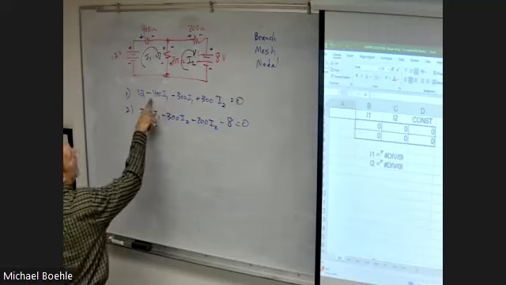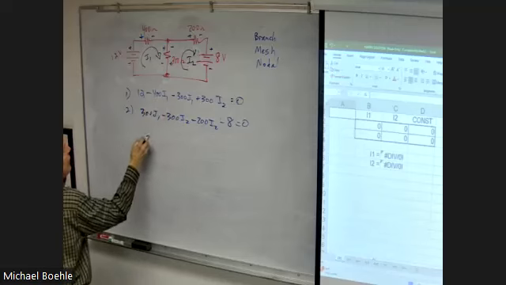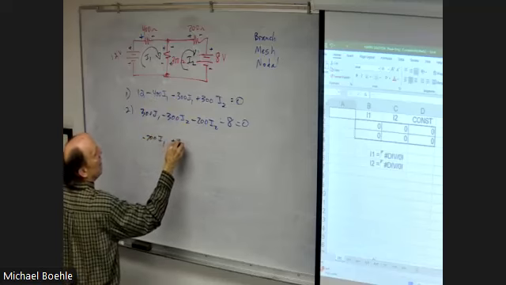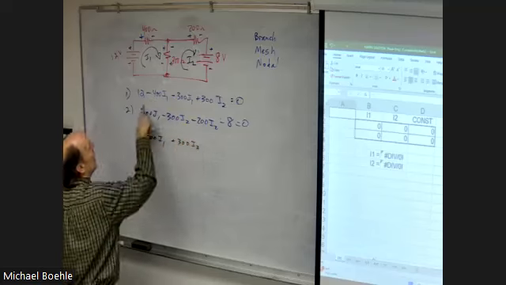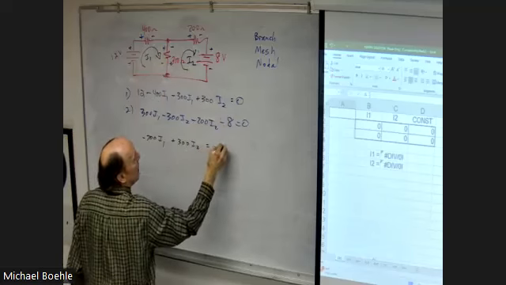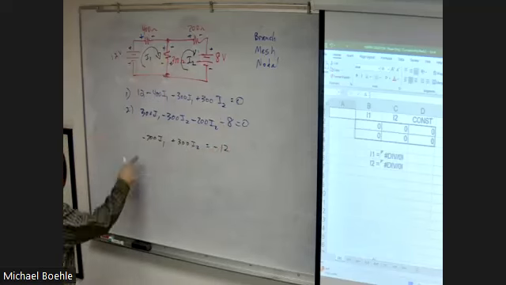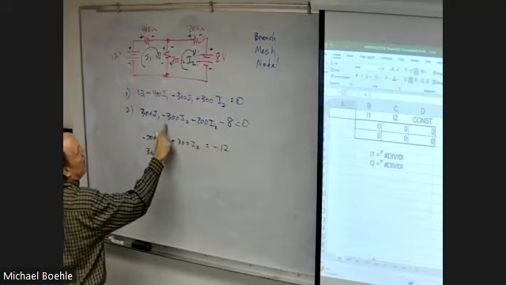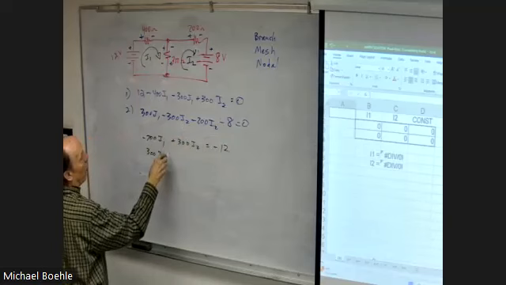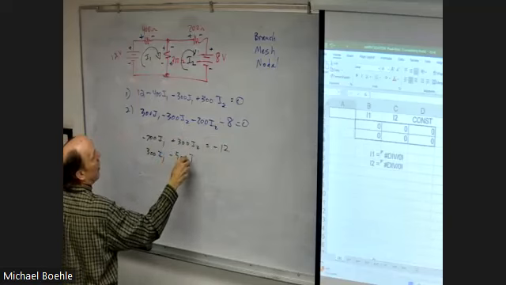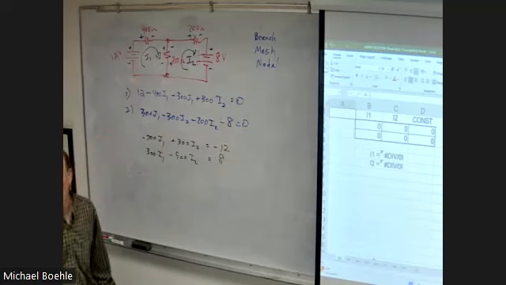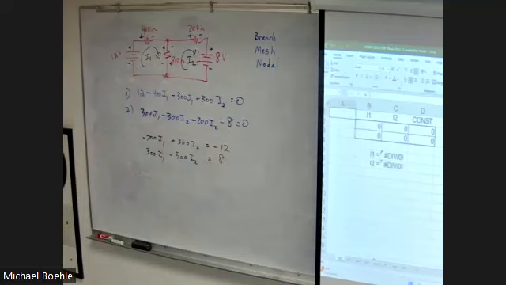So for current 1, I have minus 400 minus 300, so that's minus 700 times current 1 plus 300 times current 2. My constant goes over there, negative 12. Here I have 300 times current 1 minus 300 plus minus 200, or minus 500, times current 2. My constant moves over there, becomes positive. That's it. 2 equations, 2 unknowns.